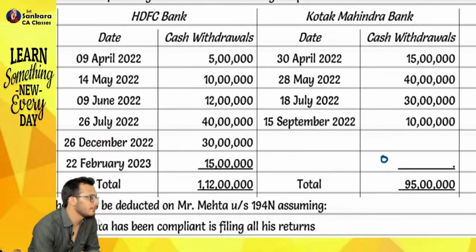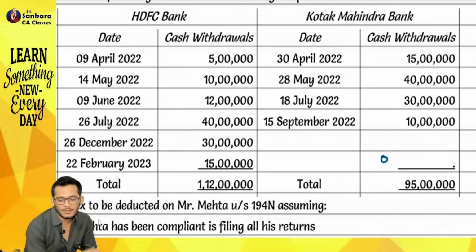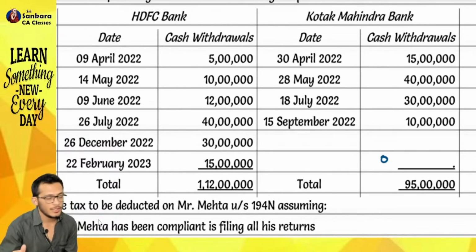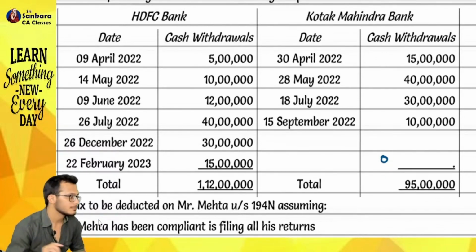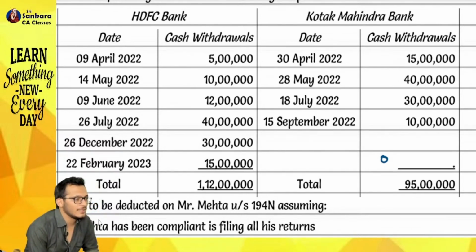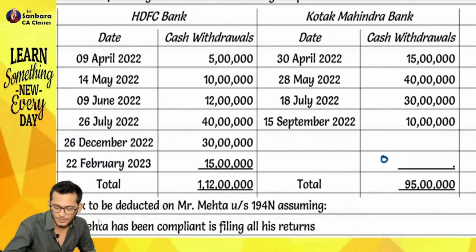Case B: they are saying Mehta has defaulted in filing the returns for 19-20, 20-21 and 21-22. All the 3 years defaulted. You will deduct TDS on Kotak Mahindra, yes or no? At what number? 75 lakhs at the rate of 2% will give you 1 lakh 50,000.